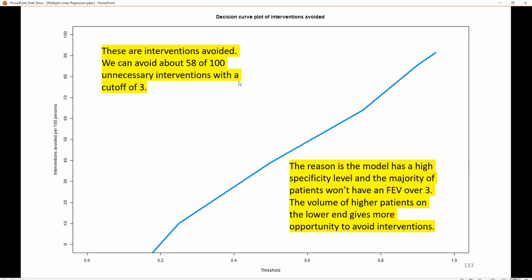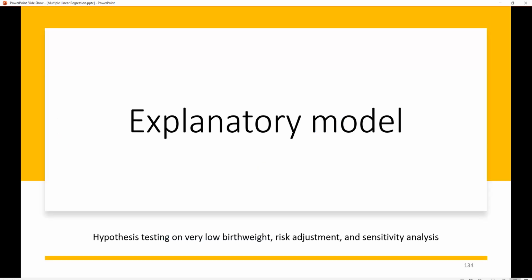In this slide, these are interventions avoided. I mentioned that this model is really good at predicting who doesn't need an intervention. Because we can find the net benefit, we can also find the amount of interventions avoided by using this model. In this case, we can avoid about 58 of 100 unnecessary interventions with a cutoff of 3. The reason is the model has a high specificity level, and the majority of patients won't have an FEV over 3. The volume of patients on the lower end gives more opportunity to avoid interventions.